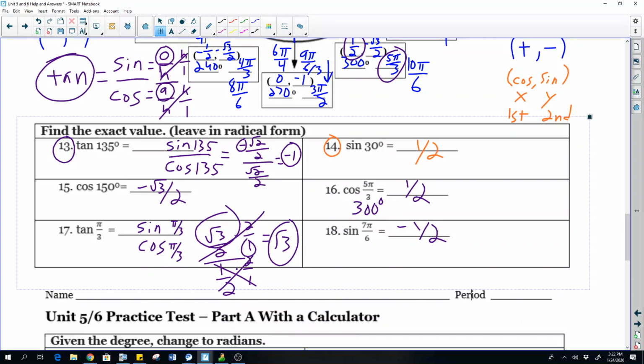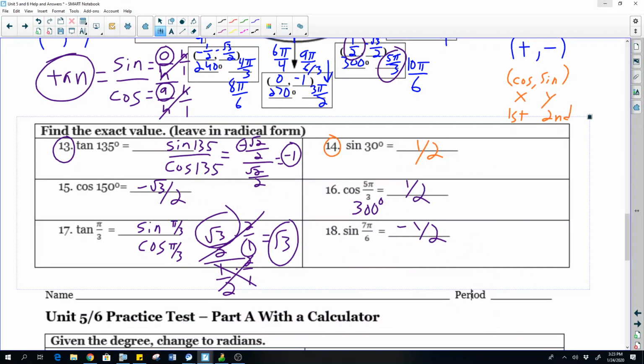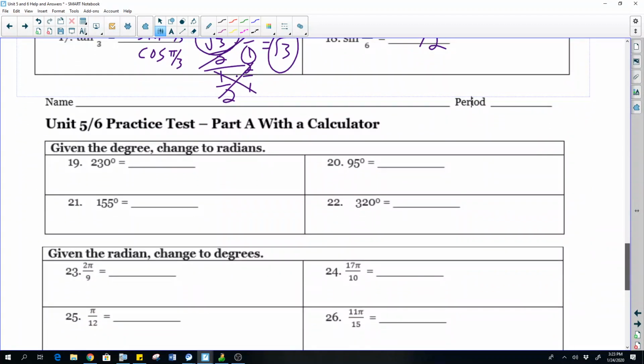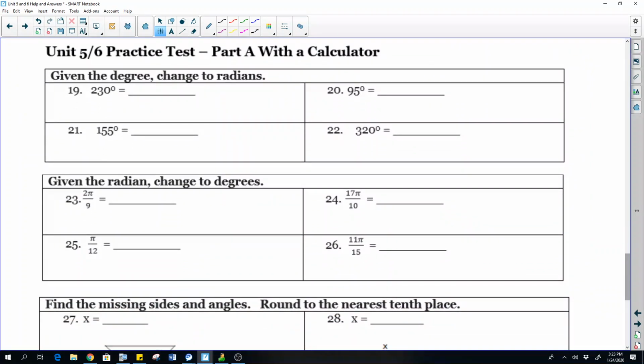Cool. So there is our finding trig exact values using the unit circle. Awesome. Just double checking our time there. Don't want it too long, but we're going okay. See if we can finish it all really fast. Okay, so then degrees to radians, radians to degrees. Not too bad.